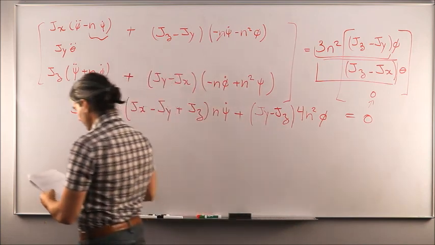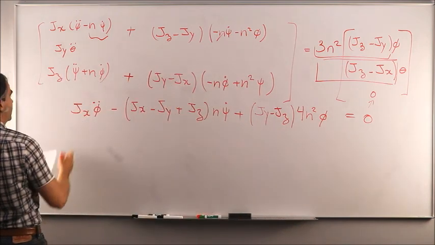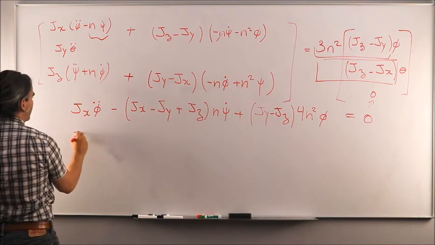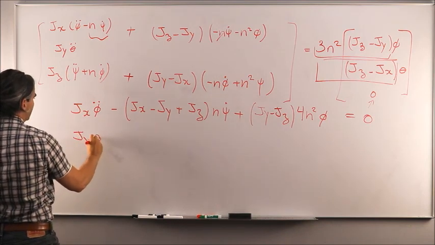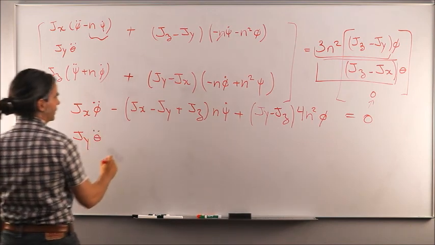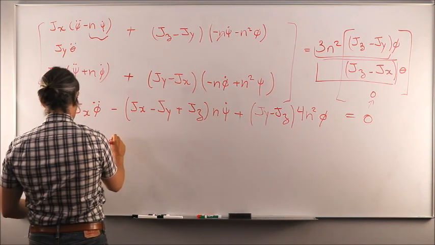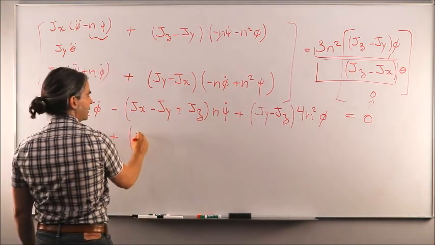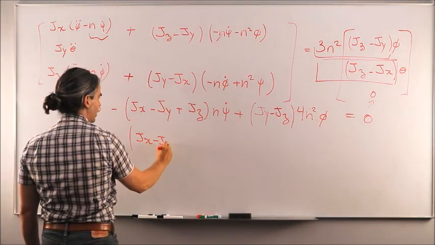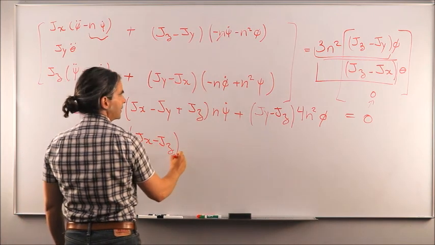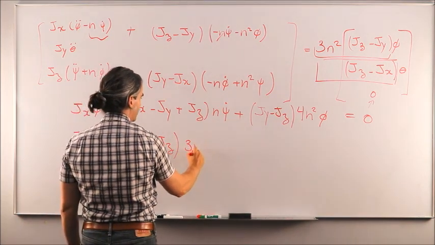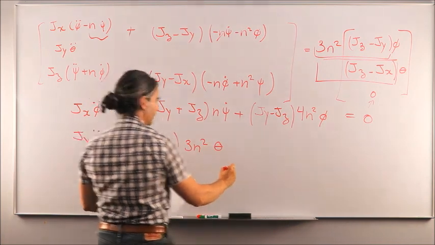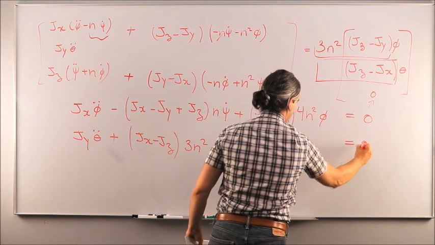Okay? That one is pretty much straightforward because we don't have a lot going on here. Then I want things to be positive here. So I'm going to say plus jx minus jz instead of the other way around, 3 n square times pitch angle equal to 0 as well.